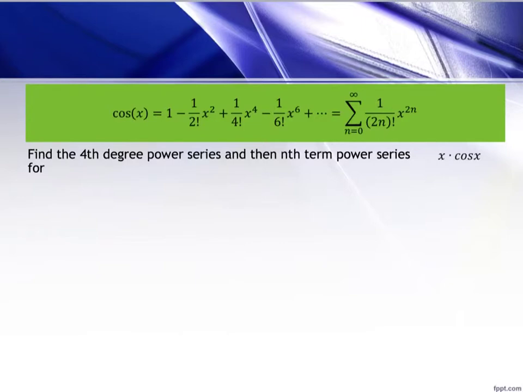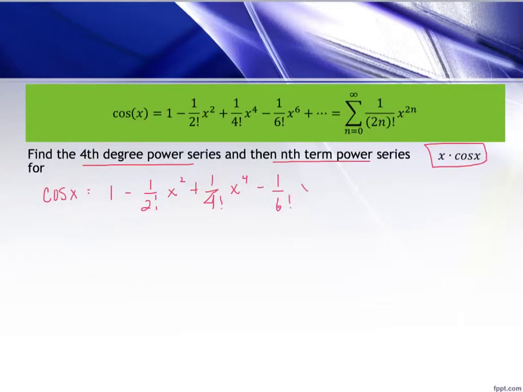So again, we want to find the fourth degree power series and then the nth term power series. This time we're going to do x times the cosine of x. So let's start with what we know of cosine. So cosine of x is 1 minus 1 over 2 factorial x squared plus 1 over 4 factorial x to the fourth minus 1 over 6 factorial x to the sixth. Then what I want to do is I want to multiply all of that by x.